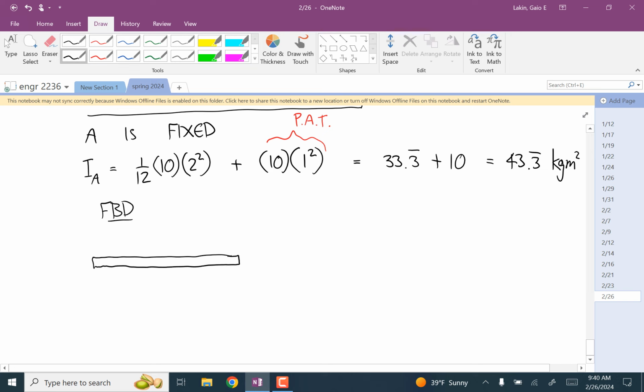It's a pin joint over here at the left, so that's a fully unknown force vector. I'll call that R.